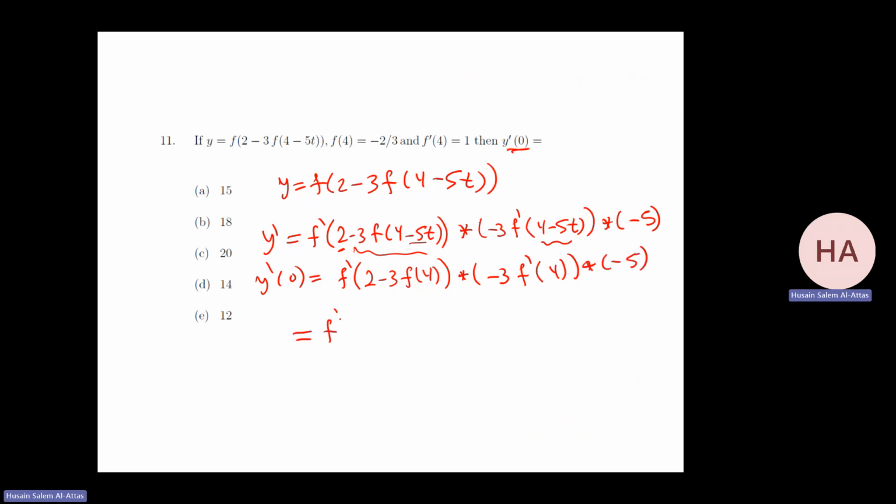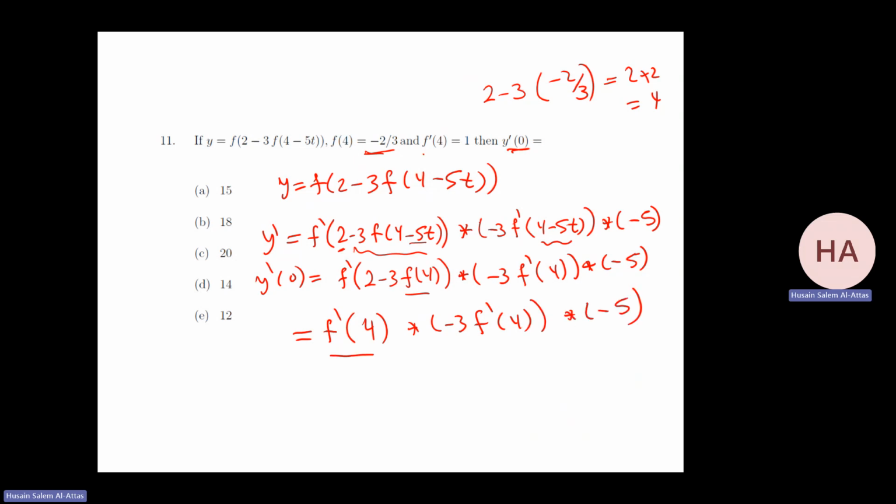Okay, so that will be f prime. F at 4 is what? Where is f at 4? This is minus 2 over 3. So I have 2 minus 3 times minus 2 over 3. That is what? 2 plus 2, which is 4. So that will be f prime at 4 times minus 3 f prime at 4 times minus 5. F prime at 4 is what? 1. So this is 1 times minus 3, because this is 1, times minus 5. The answer is 15. Which is this one?